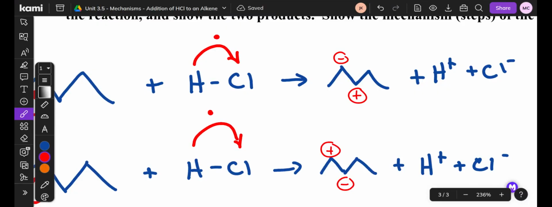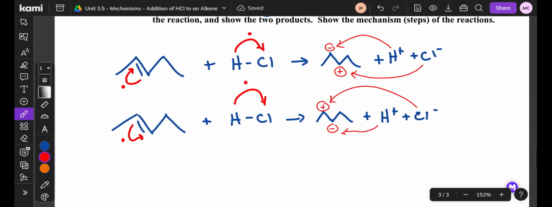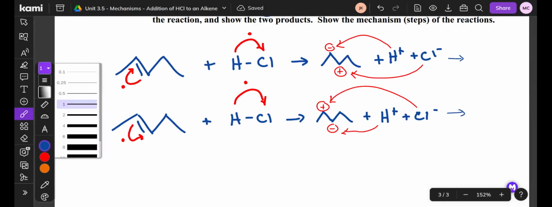Yeah, so now we're going to show how these guys move. So the positive goes to the negative, the negative goes toward the positive. You did positive, negative, negative, positive. Yeah, positive and negative, you just said it different. Negative, positive, sorry. Okay, and then our final product would look like, let's go thicker again.